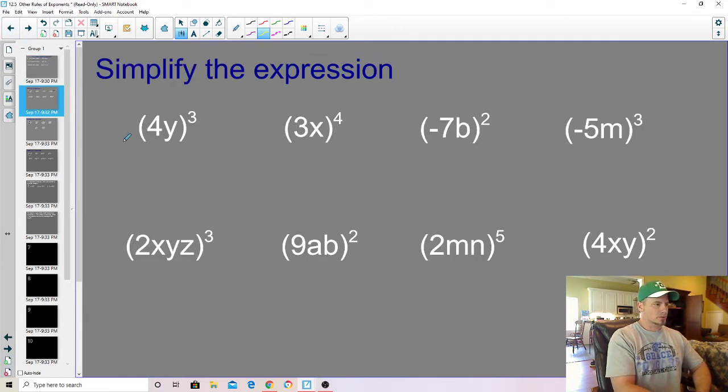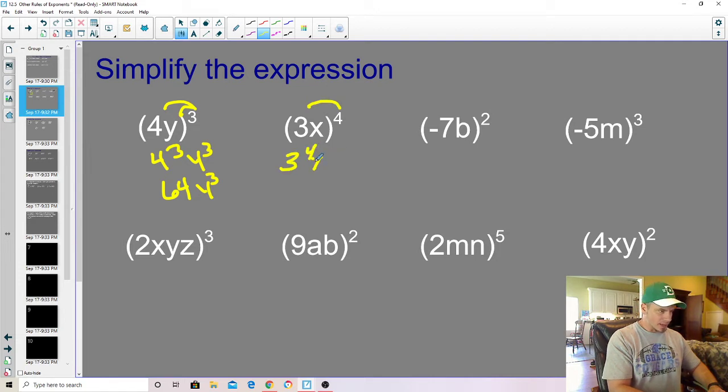Okay, the first one, looking at 4y raised to the third, we're going to put the power inside the parentheses. We're distributing the power. So that becomes 4 to the third, y to the third. And with most of these, I think we can simplify. So that's going to be 64y to the third. I'm writing a little crooked. Okay, here, again, distribute. So it's 3 to the fourth, x to the fourth, and that gives me 81x to the fourth. Okay, 3 to the fourth is 81.